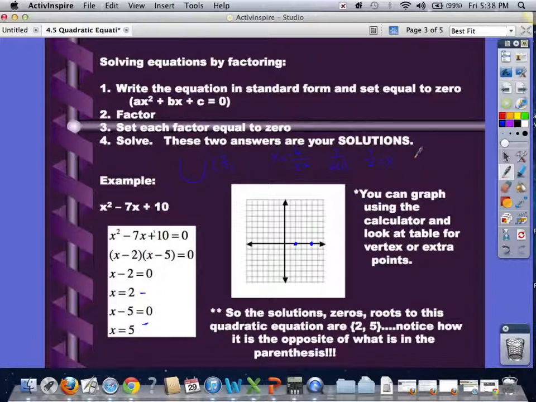So that's going to be 7 halves squared minus 7 times 7 over 2 plus 10. Alright, so when we figure this out, let's pull up my calculator.